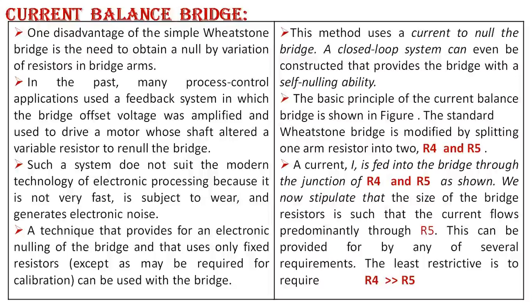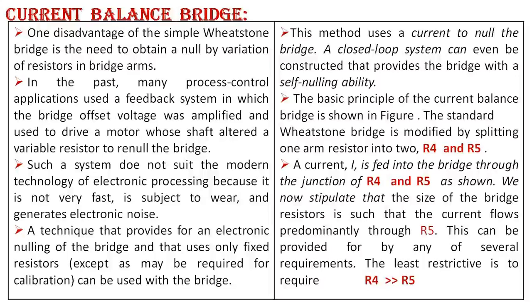A technique that provides for an electronic nulling of the bridge, using only fixed resistors except as they may be required for calibration, can be used with the bridge. The method uses a current to null the bridge. A closed-loop system can even be constructed that provides the bridge with a self-nulling ability. This is the basic principle of the current balance bridge, as shown in the figure.